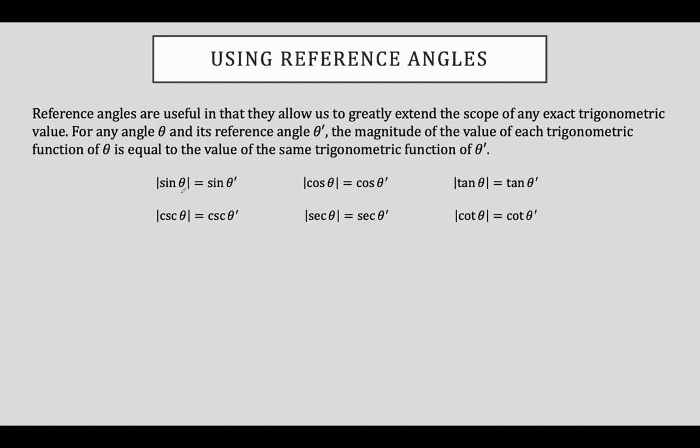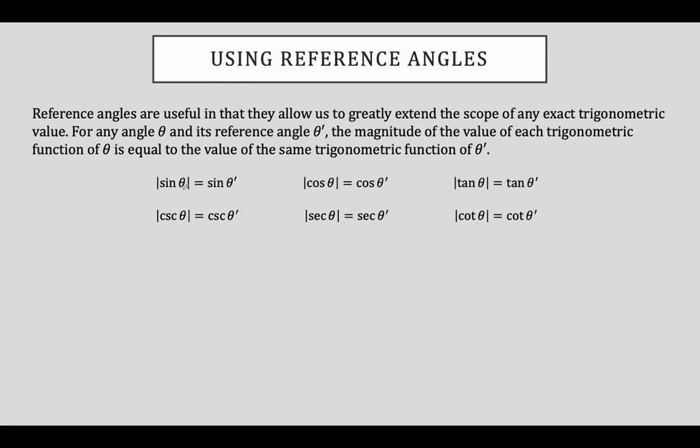The absolute value of the sine of theta is equal to the sine of theta prime. The absolute value of the cosine of theta is equal to the cosine of theta prime. And the absolute value of the tangent of theta is equal to the tangent of theta prime. And the same goes for each one of their reciprocals.